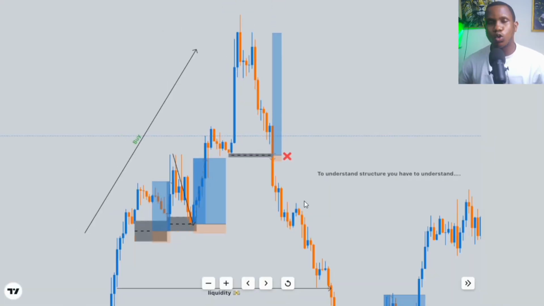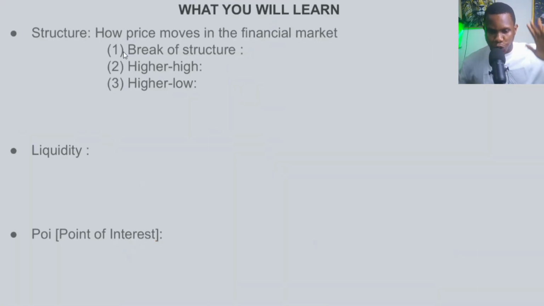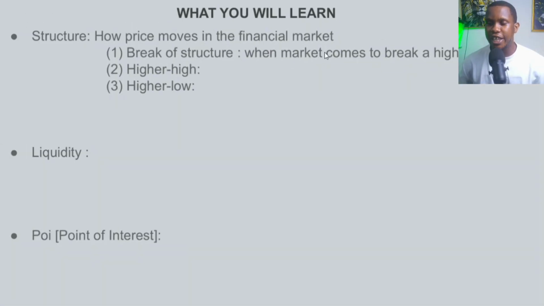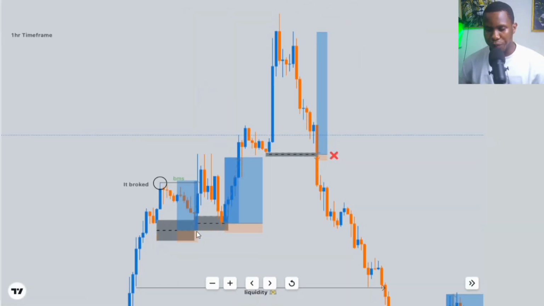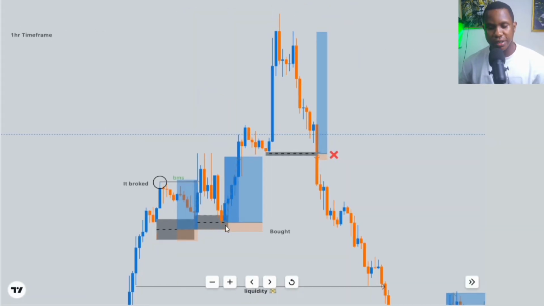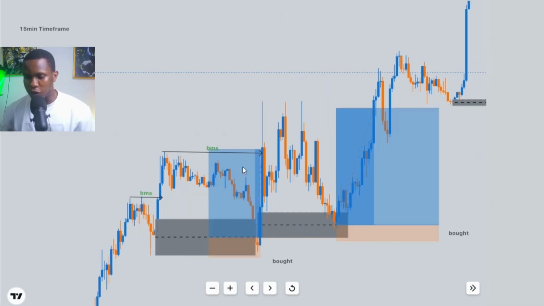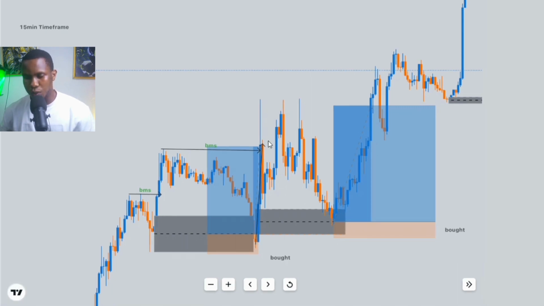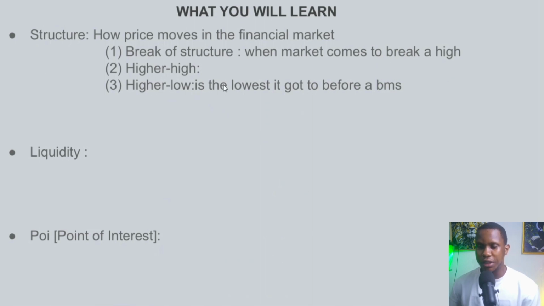To understand structure, you have to understand these three things: break of market structure, higher high, and higher low, guys. Break of market structure is when market comes to break a high. Can you see when price action came and broke this high, being a break of market structure, we bought in the market. If we move to the 15 minutes time frame, you see it clearly. We broke this high and we bought. Again, we broke this particular high and it came back. We bought. Why?